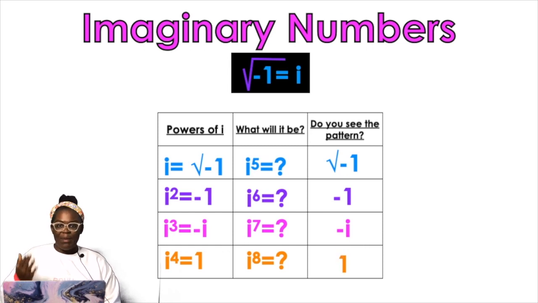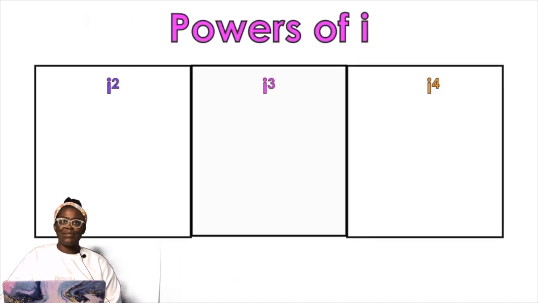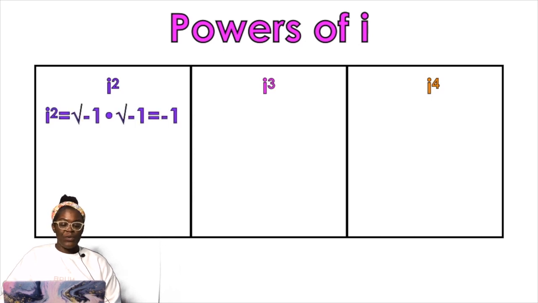But how do I get these powers, and where do they come from? And Miss B, you're just telling us stuff, but you're not really explaining how it came about. Well, I got you, because you know I like to explain the things, okay? So let's say I have i squared. i squared is the square root of negative 1 times the square root of negative 1. But remember, the square root of negative 1 is i.